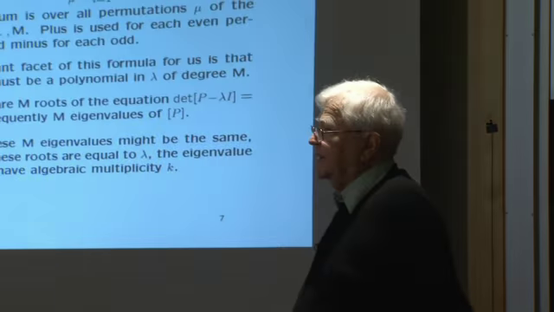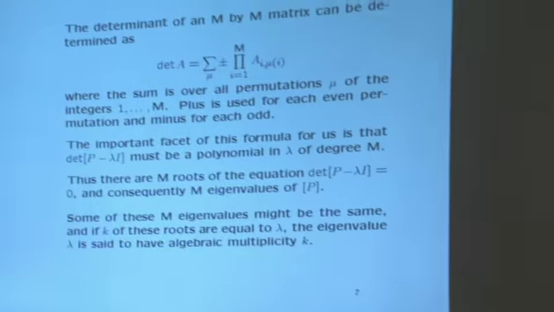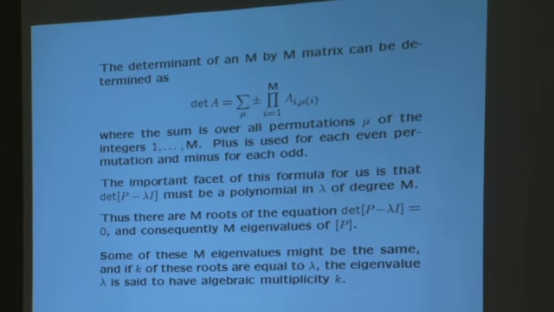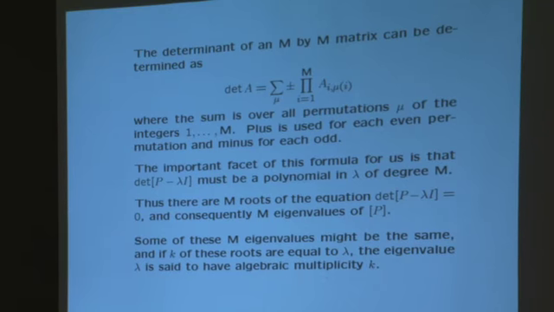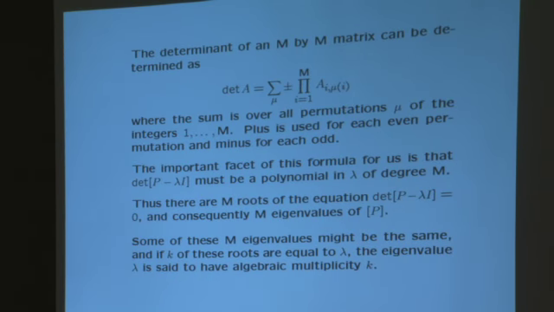Okay, that's a simple, straightforward fact, and it's worth remembering. So there are M roots of the equation determinant of P minus lambda I equals 0, and therefore there are M eigenvalues of P, and therefore you might think that there are M eigenvectors. That, unfortunately, is not necessarily true. That's probably the only really ugly thing in linear algebra.